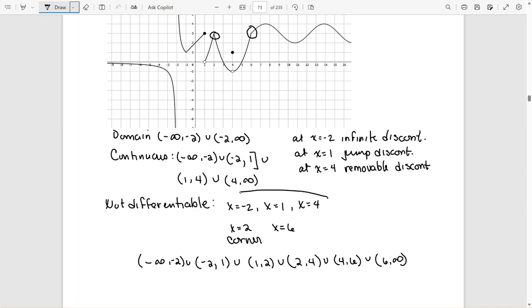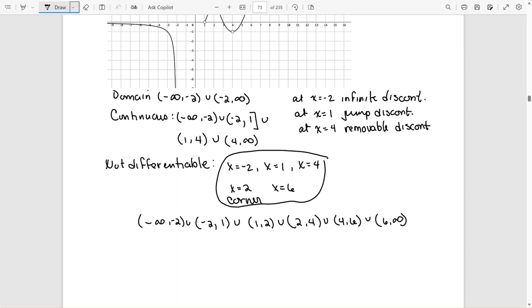Usually, though, we just ask where is it not differentiable. We don't usually give the intervals for where it is differentiable, but just simply look at where it is not, and then identify that it's not because of the corner points, or because it wasn't continuous at those points.